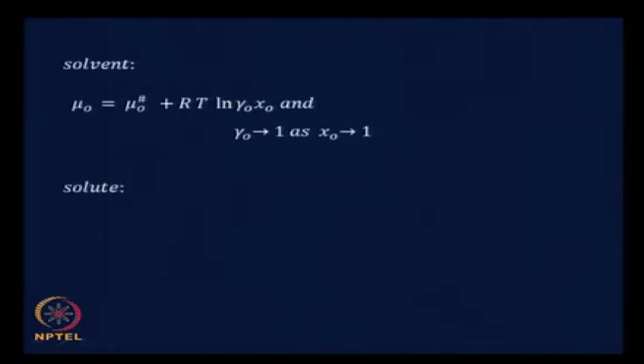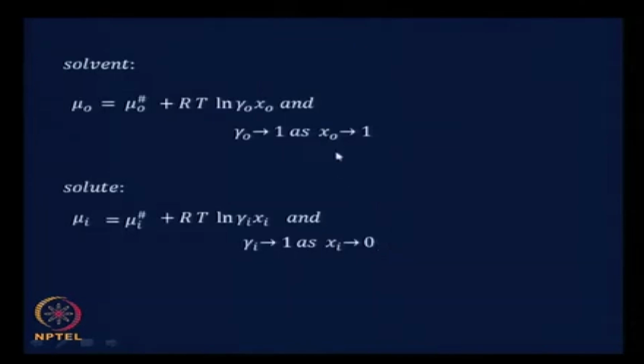Whereas for the solute we write this as mu I equals mu I hash plus RT ln gamma I x I, and gamma I tends to 1 as x I tends to 0. Now the difference is here, x O tends to 1, gamma O tends to 1, here as x I tends to 0 for the solute, gamma I tends to 1. Therefore this makes it consistent, and this is the set of definitions that are used while dealing with tricky solutions, and as usual our biological systems are full of tricky solutions, so we need to use this. We will call this equation 4.9.